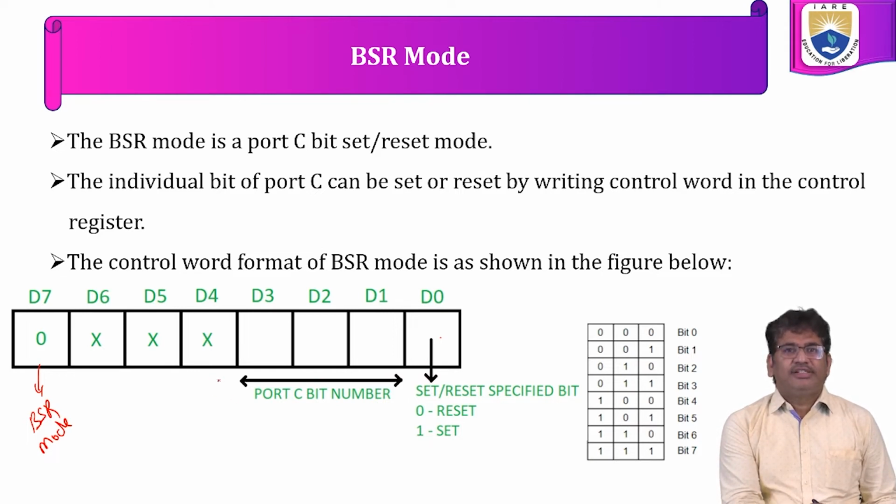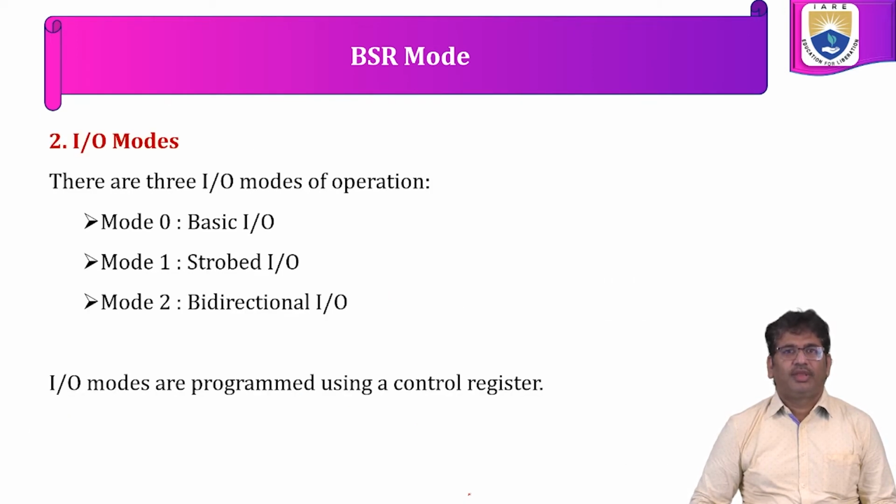The next three bits, that is D4, D5, D6, are don't cares. We can write either 0 or 1 for each of these bits. These three bits are not going to signify anything related to port C.